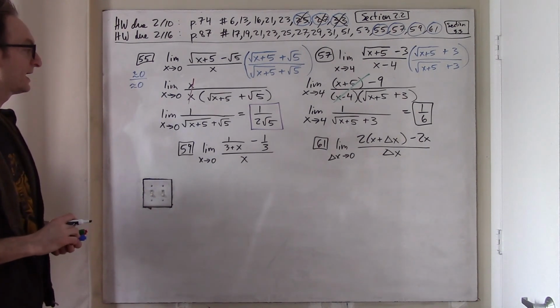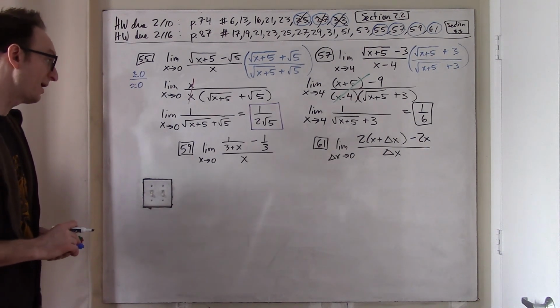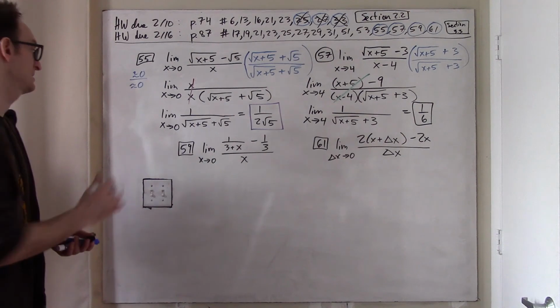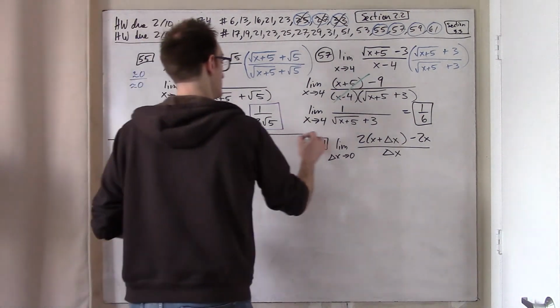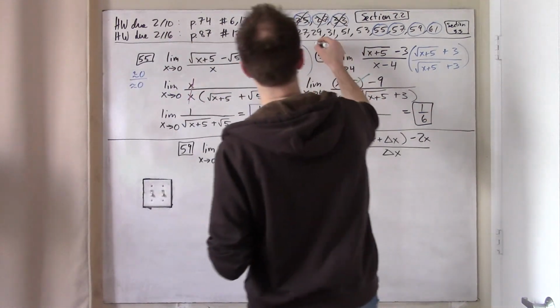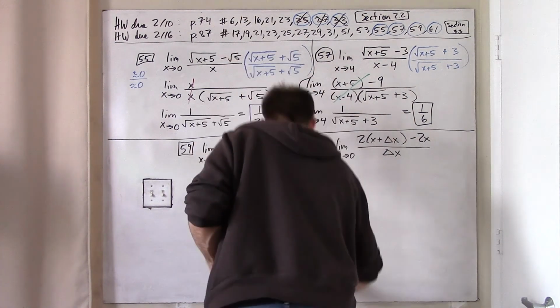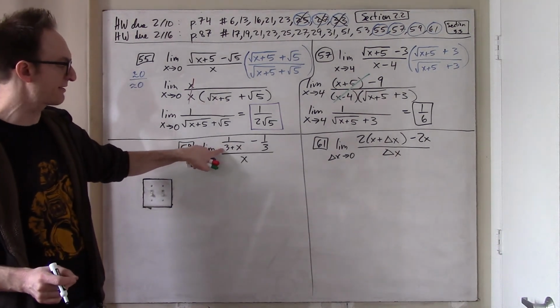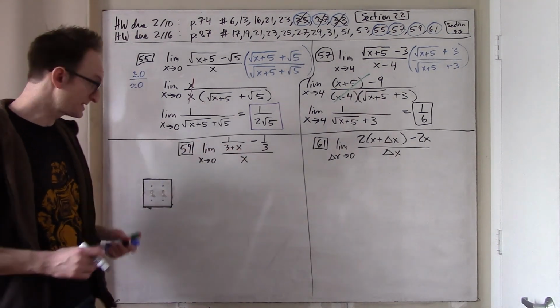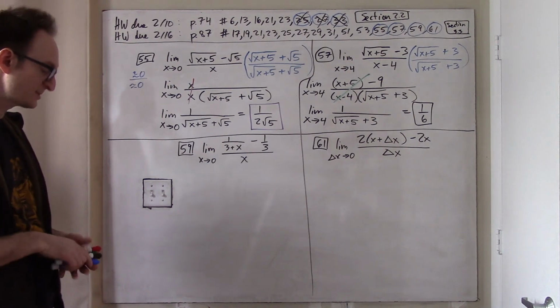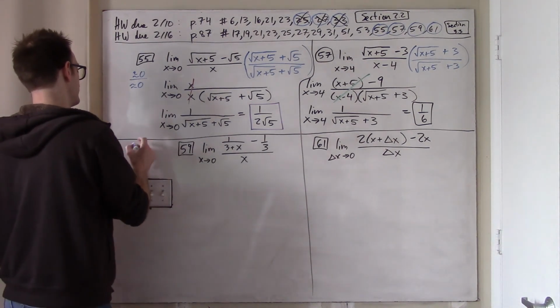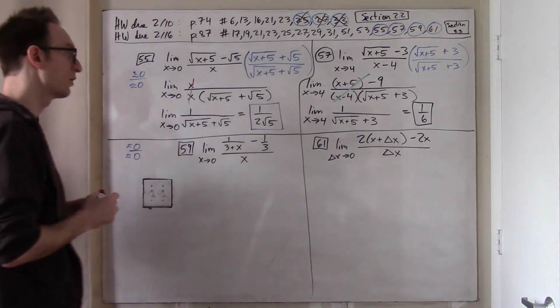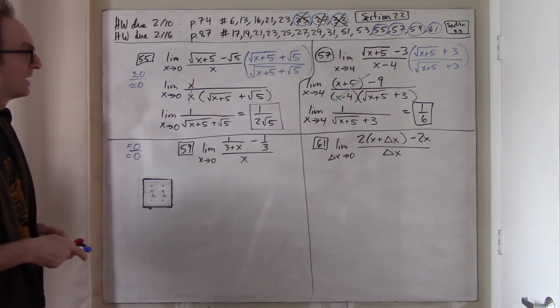More. What now? Well, 59 says, do this limit. Once again, if I try to casually plug in 0, I get 1/3 minus 1/3 on the top, and 0 on the bottom. So this is yet again a 0 over 0 situation, and so I have to do something. What can I do?